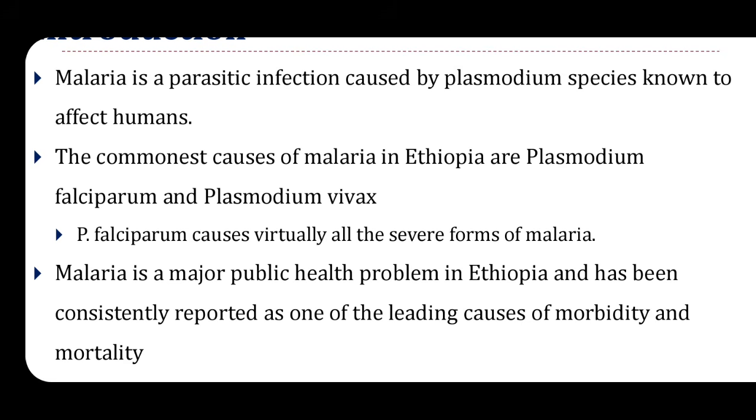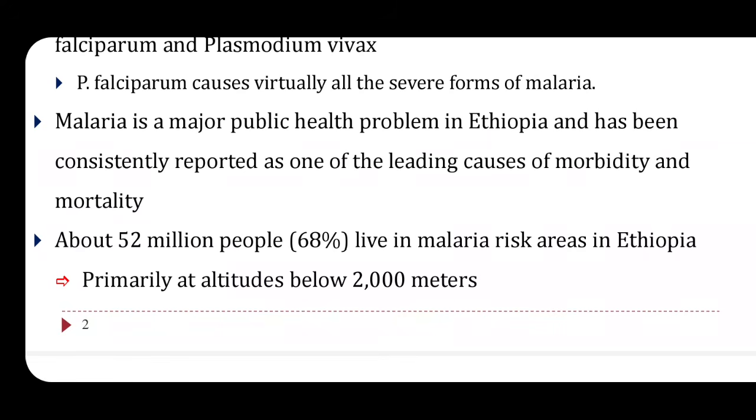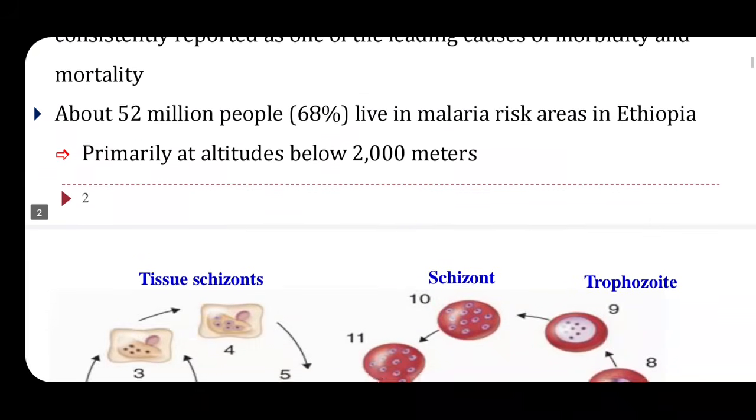So malaria is a major health problem in Ethiopia and has been consistently reported as one of the leading causes of our country's patient morbidity and mortality. About 52 million people, or around 68% of our people, live in malaria risk areas in Ethiopia, primarily at altitudes below 2,000 meters.